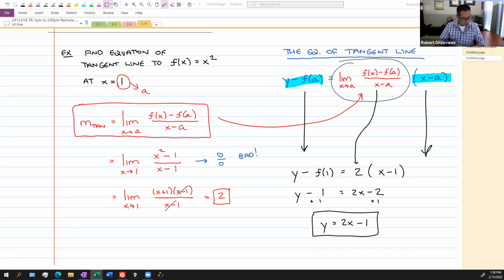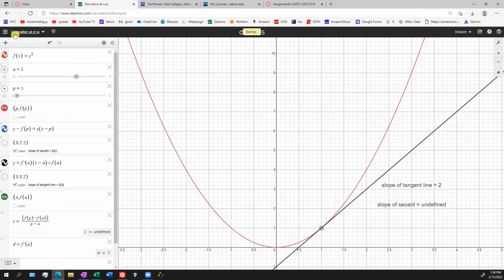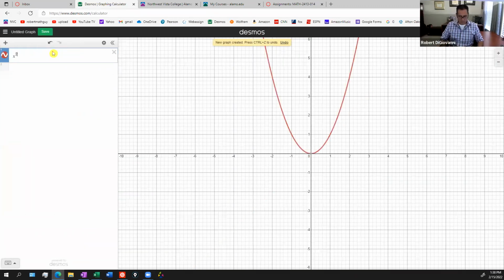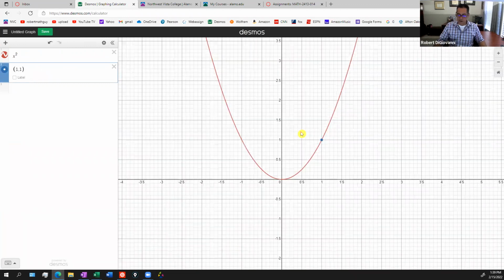So here's what I'm going to do, just to prove to you this works. I'm going to open a new graph. I'm going to graph x squared. And now let me put the point (1, 1) there. There's that point, right? That's what we get when we plug 1 into the function.